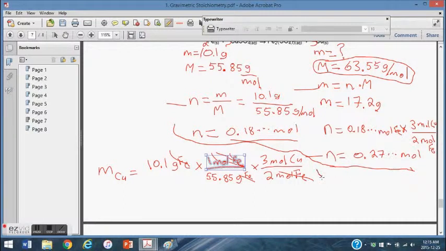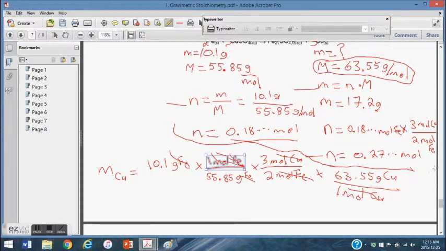I'm going to multiply this now by, okay, I've got moles, and so I want to get grams. So I have what I want, 63.55 grams of copper per every 1 mole of copper. Moles on top and bottom, they go away. And now, that's what I want. I want grams of copper.